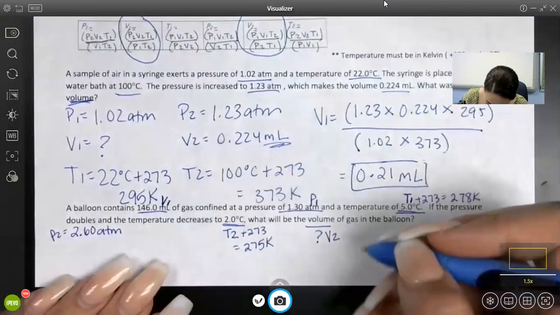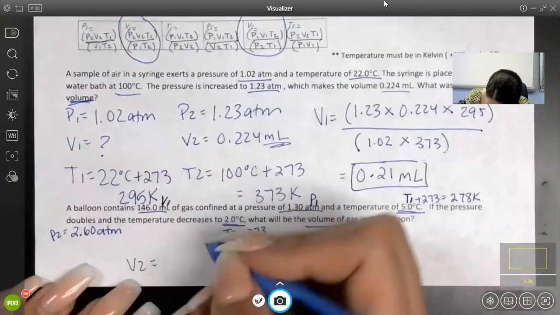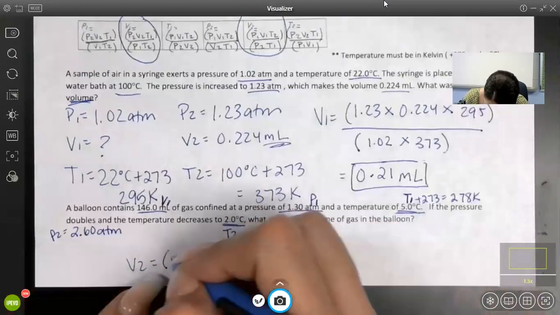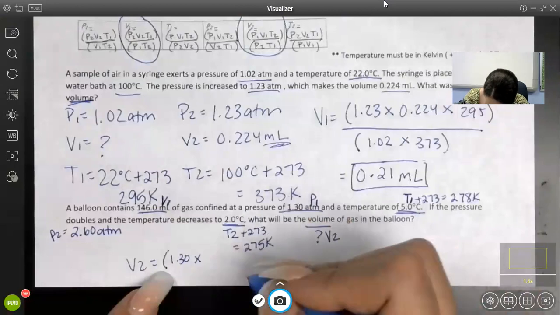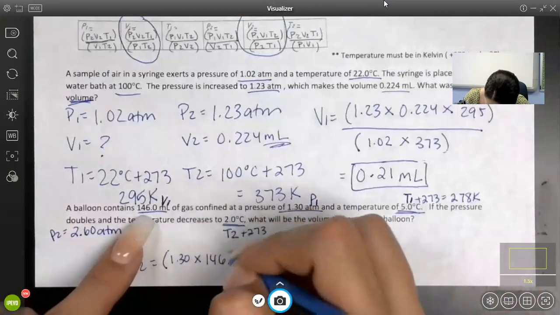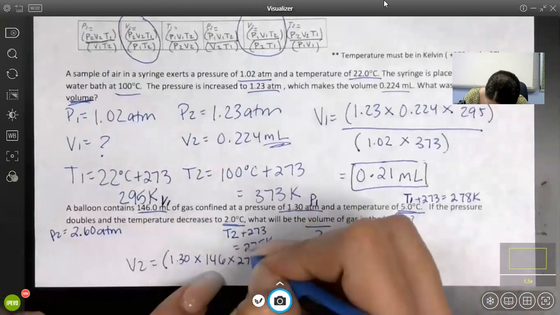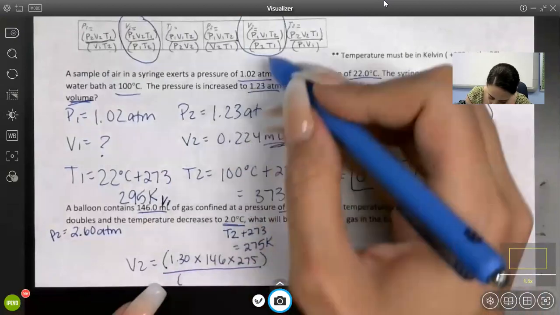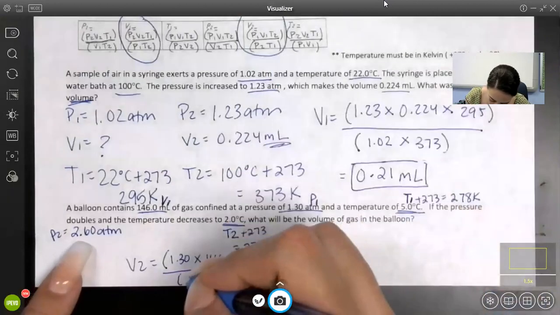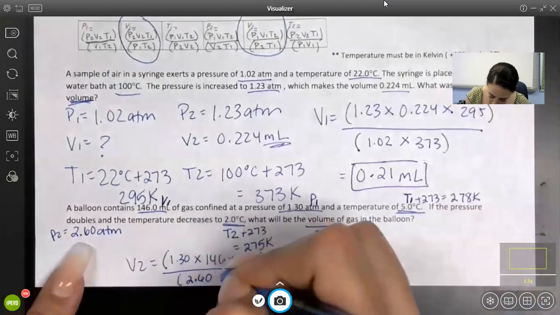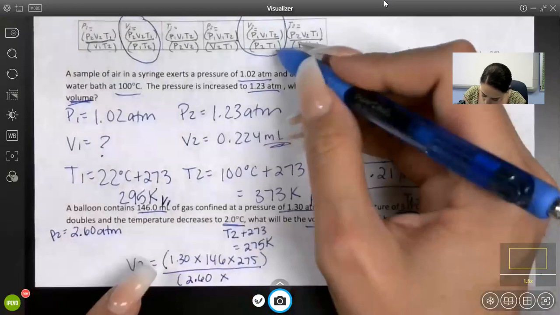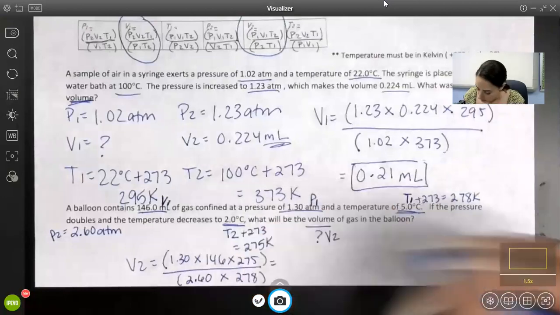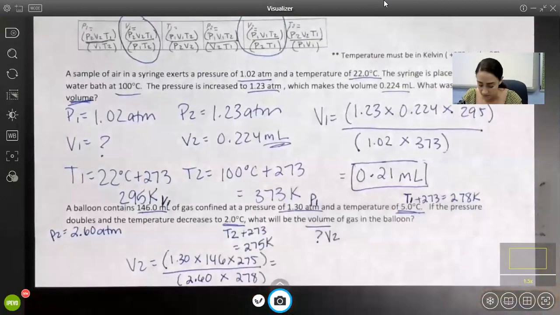Okay, so our volume 2 is going to be equal to parentheses P1, which is 1.30, times V1, which was 146, times T2, which was 275, close your parentheses, divided by, open parentheses, P2, which was doubled, right, of P1, so that's 2.60, times our T1, okay, and T1 was 278. Go ahead and plug all of that in and solve.